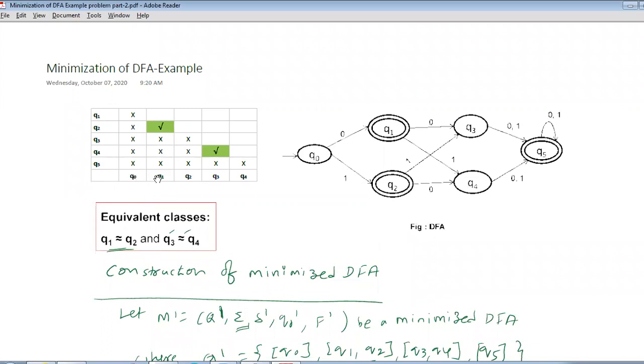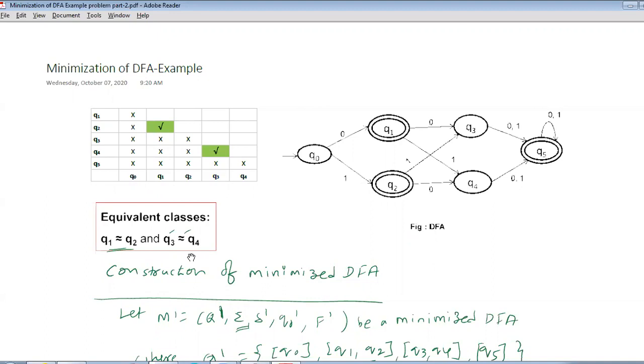Now you can see the first one is Q1, Q2. These two we'll call an equivalent class, which can be written as Q1 is equivalent to Q2. Then another pair, Q3, Q4, can be written as Q3 is equivalent to Q4. So like that, using the table filling algorithm, we can find equivalent classes of states. Whatever equivalent classes are obtained, those equivalent classes of states can be merged into a single state.